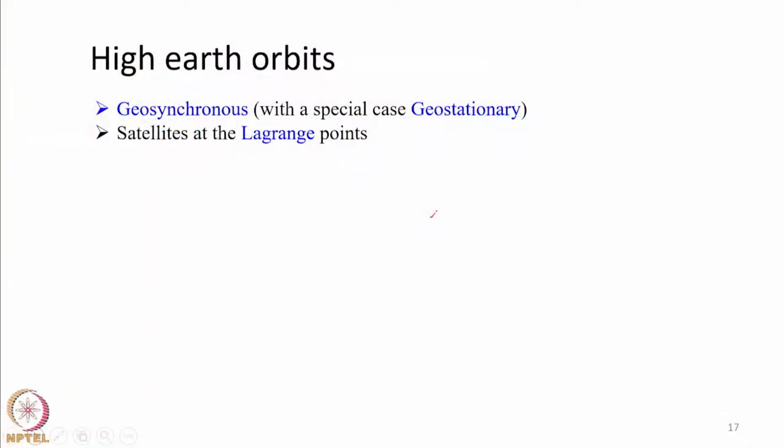First we will start discussing the high earth orbits. One of the major, primarily used high earth orbits is the geosynchronous orbit. In addition to the geosynchronous orbit, we also have what are known as Lagrange points, in which a satellite can be positioned to observe Earth surface.